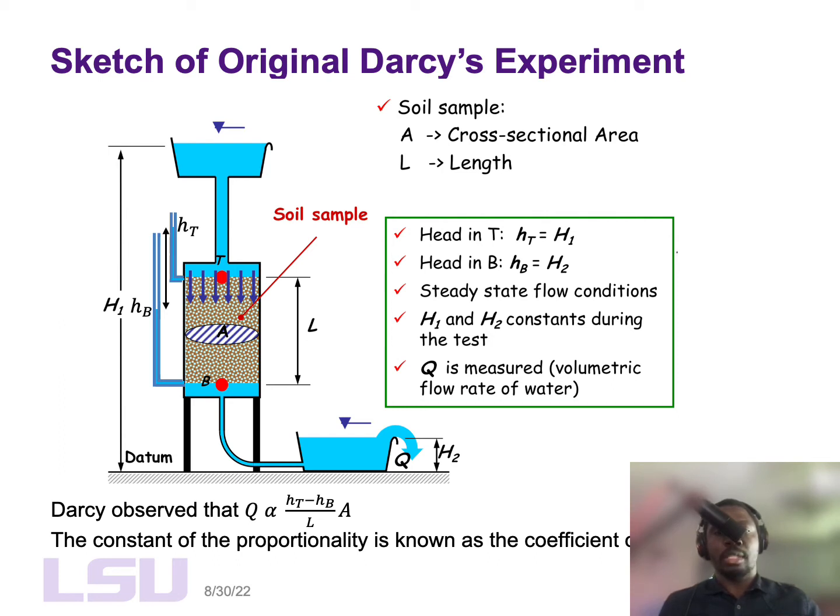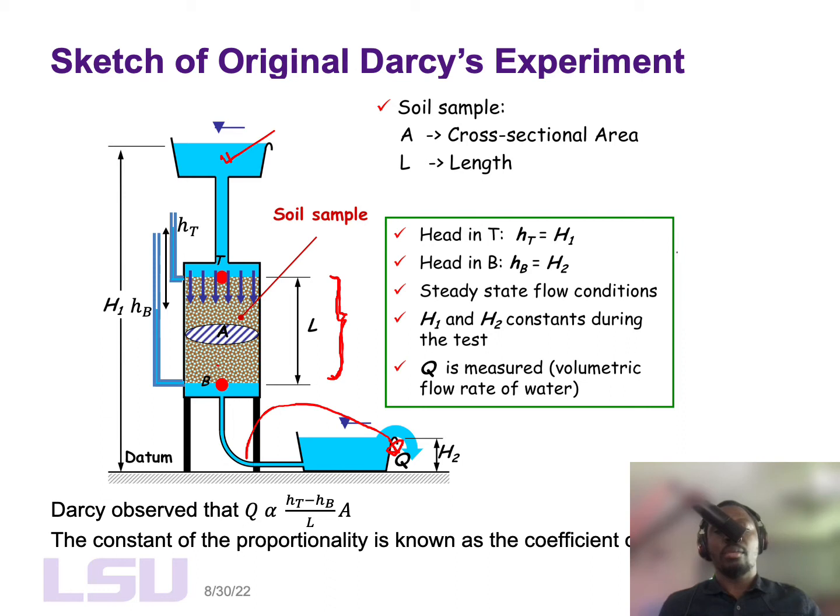So this is a sketch that is close enough to what his initial setup was. He had a sand bed, which is what is shown here. So this is sand. And then he measures the length of the sand bed, right? And then he puts the water to be filtered on top of the sand bed, and then the water slowly seeps through the sand at a fixed rate, and that rate is Q.